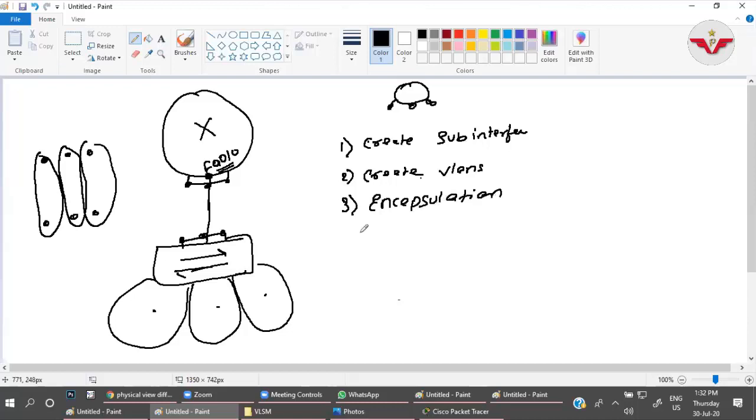Okay. Now the fourth is, okay, fine. I have created three sub interfaces. I have created three VLANs. I have encapsulated each sub interface with each VLAN. Now what? How will the VLAN information be forwarded to the router? How will the VLAN information of a switch be forwarded to the router?